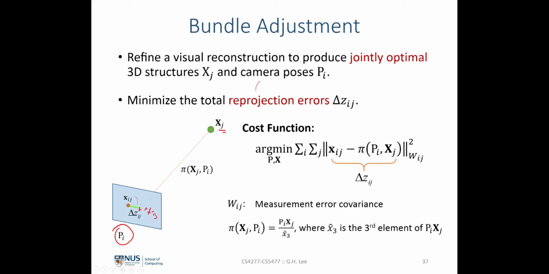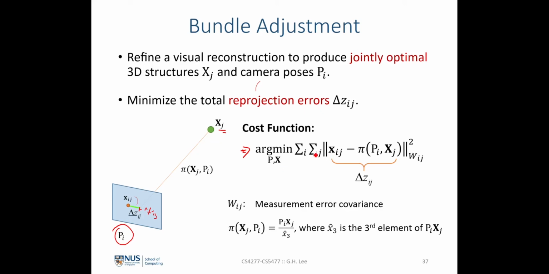So the task over here in bundle adjustment would be to minimize this reprojection error over all the views as well as all the 3D points that are being reconstructed from the initial reconstruction. And we do this optimization over the camera poses as well as the 3D points. Mathematically, this can be expressed in this particular cost function over here. We do an arg min over the camera projection matrices of all views and the 3D points that are being reconstructed from all the camera images.